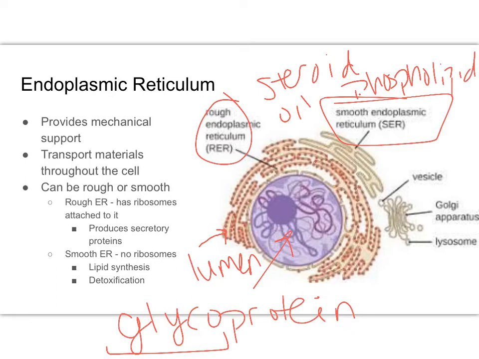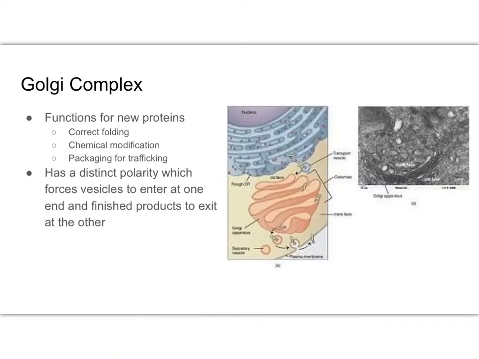The smooth endoplasmic reticulum will also help with detoxification. Okay, it helps make molecules more soluble so they can be broken down easier. So you'll find, for instance, in liver cells, there'll be a higher concentration of smooth endoplasmic reticulum because they're doing a lot more detoxification.